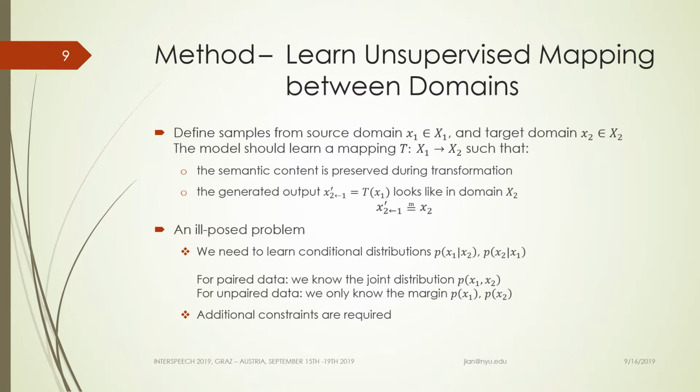It is an ill-posed problem because for paired data, we know the joint distribution, and it's easy to learn the conditional distribution. But for unpaired data, we only know the marginal distribution. Therefore, the conditional distribution cannot be directly learned. Therefore, we need to add additional constraints.